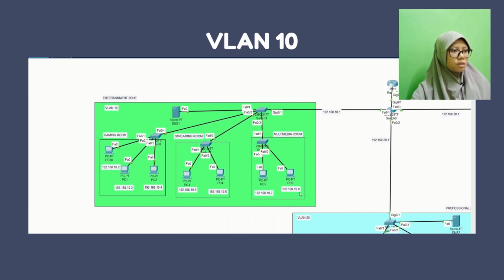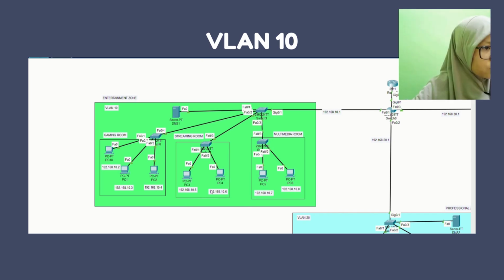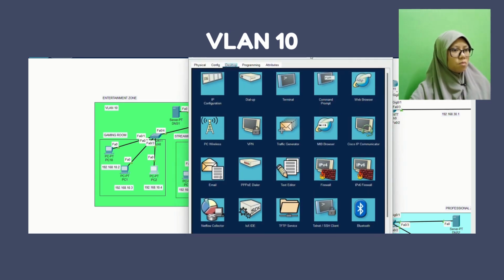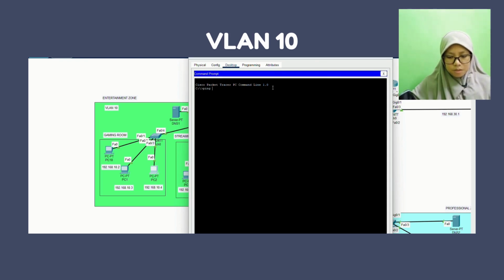So I will present the green box, which is the entertainment zone. We use the IP address 192.168.10.1, and we have 3 rooms, which are the gaming room, streaming room, and multimedia room. Now I will try to connect PCs to other PCs in the same zone. I will take these PCs that connect with 192.168.10.6. We will use the command prompt and type the ping command.